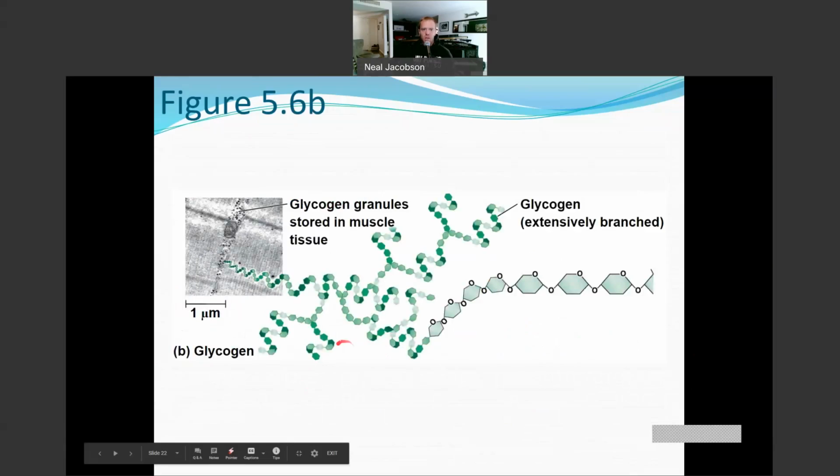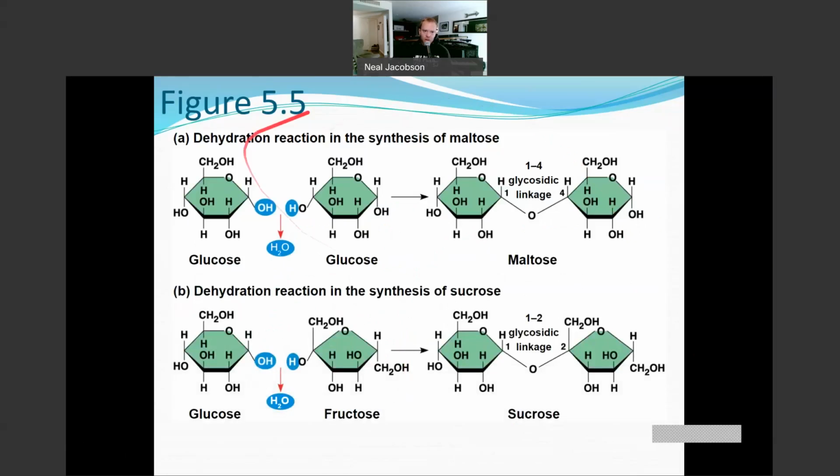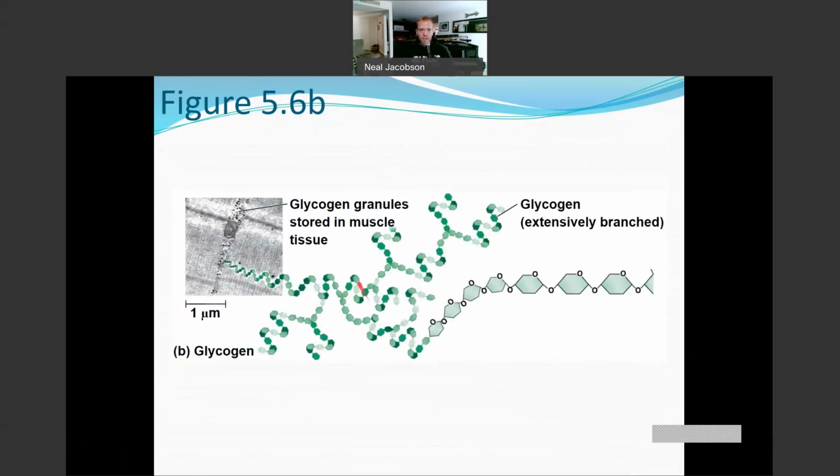Okay, so the first type of polymer that we're going to come across. So this is just how it happens, right? It's dehydration is how we make a polymer. But the first type of polymer that we're going to talk about is glycogen. So glycogen is unused glucose that is in the bloodstream or in the cell, okay?